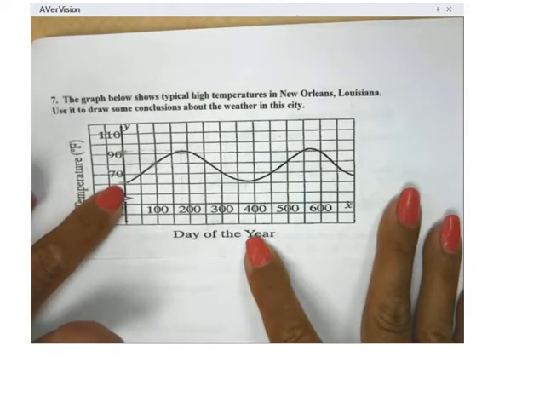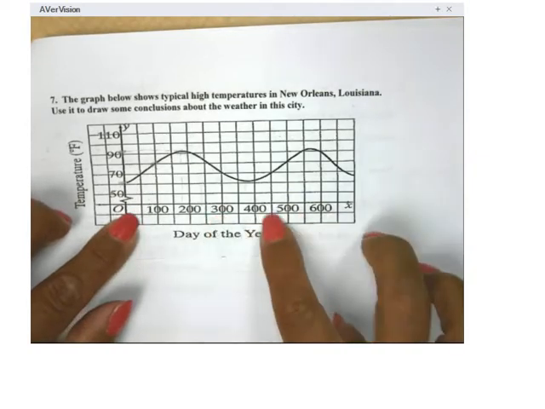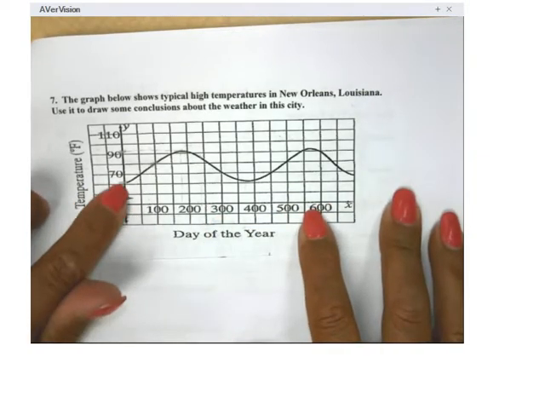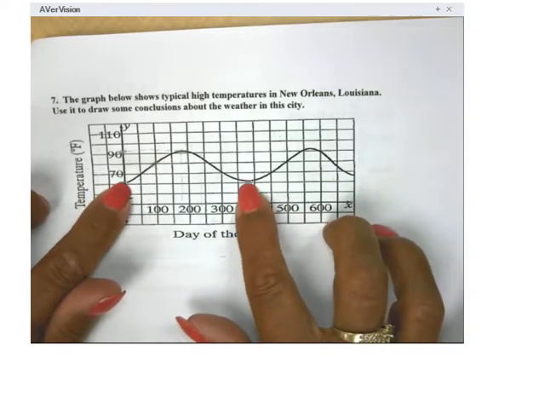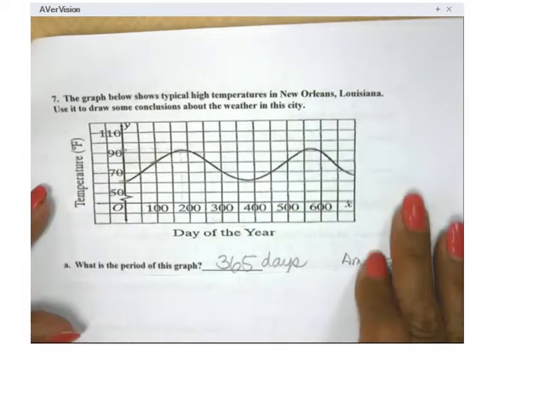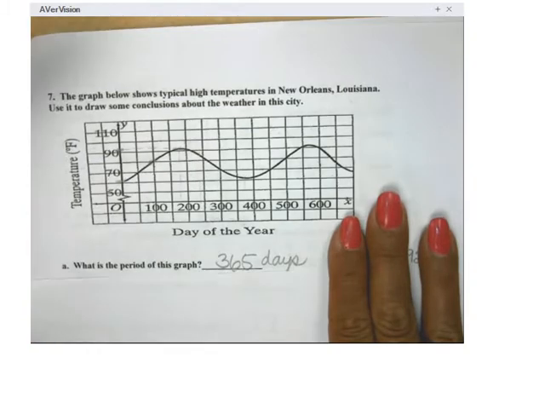Now, this graph, if I didn't know the context of this, I would really like to see some more scaling on here, a little more precision. But we know that the pattern, this would be January 1st, and this would be January 1st of the next year. So we know that the period is going to end up being 365 days. Now we need to figure out what the amplitude is.